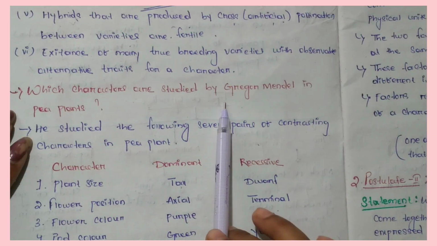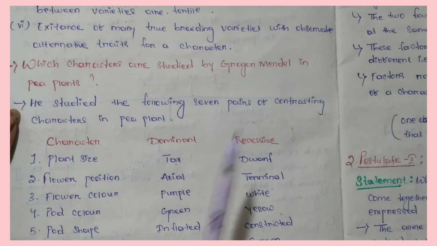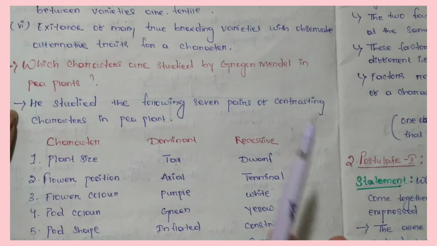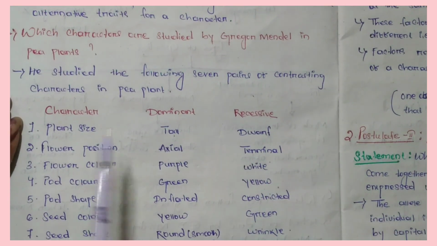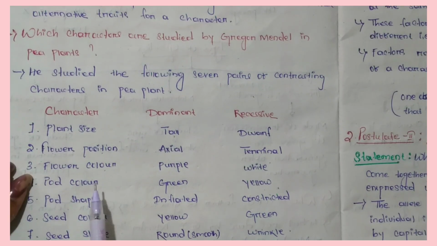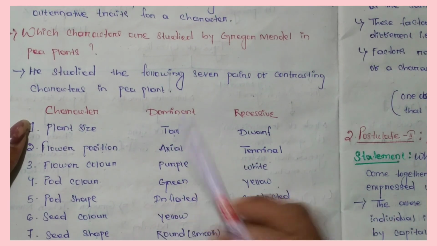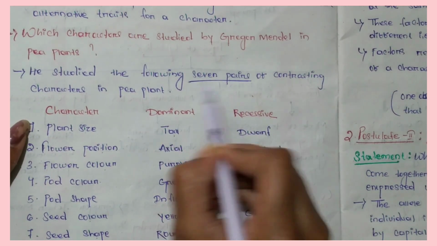Which characters were studied by Gregor Mendel in pea plants? Gregor Mendel studied 7 pairs of contrasting characters in the pea plant. What are they? Plant size, flower position, flower color, pod shape, seed color, seed coat. The plant size, here we say 7 pairs of contrasting characters.